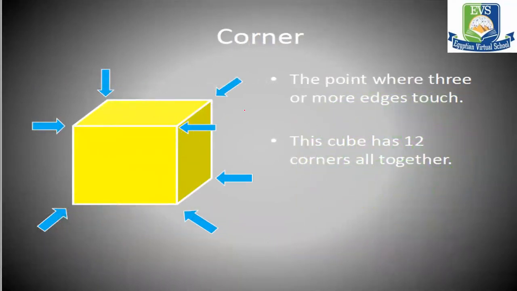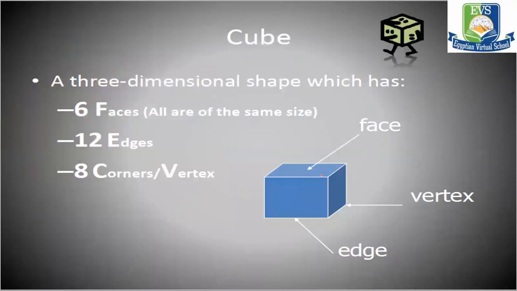Corner or vertex, the point where 3 or more edges touch. This is a corner, and this is a corner, this is a corner, and this is a corner. The cube has 8 corners. We will see them now.